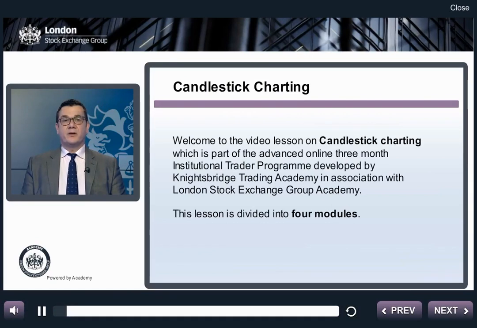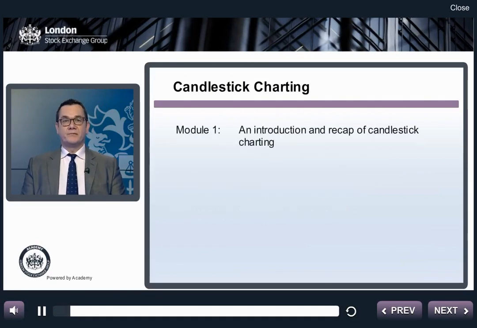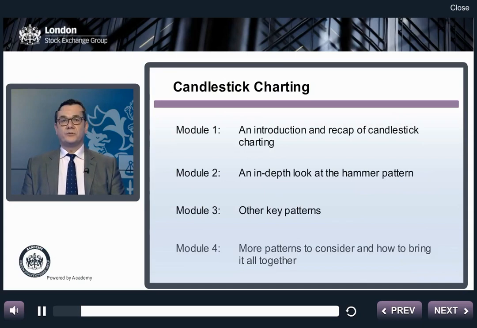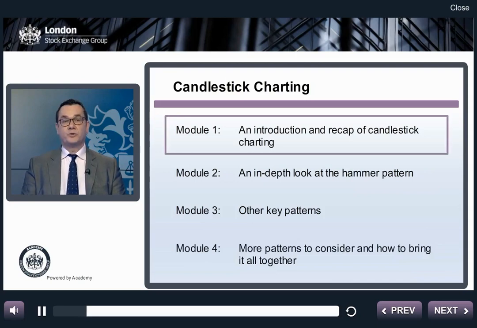This lesson is divided into 4 modules. Module 1 is a refresher and recap of the concept of candlestick charting, and then in Module 2 we'll take an in-depth look at the hammer pattern. The third module explores some of the different patterns to look out for and what they signify, and the final module explores more patterns and provides some handy tips on how to keep these in mind. So now, let's turn to Module 1.